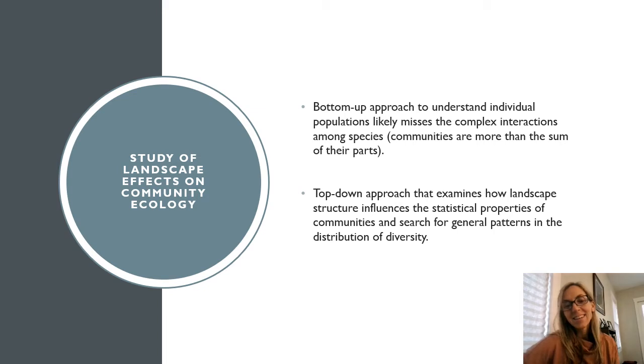And then a top-down approach would examine how landscape structure influences the properties of communities, as well as searching for general patterns in the distribution of diversity. And ultimately, both the bottom-up and top-down approaches are needed really to fully understand dynamics of a community and its interacting parts.